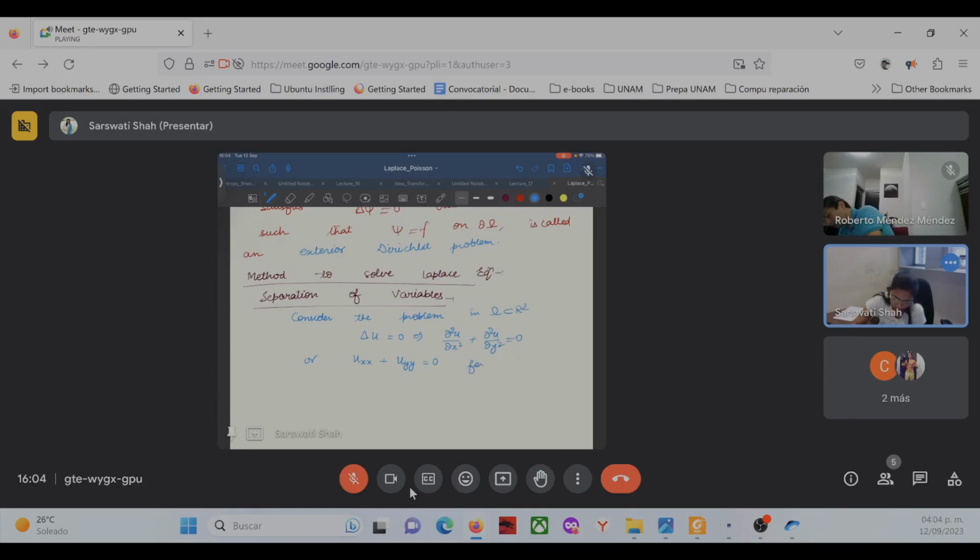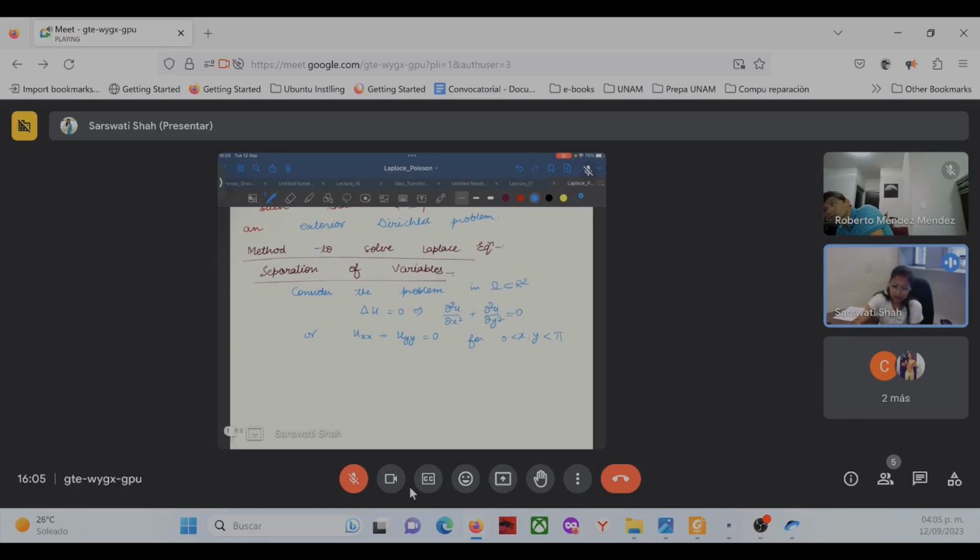For x, it is defined in a bounded domain, so that's why x is lying between 0 to pi and y is lying between 0 to pi. And since this equation is an elliptic equation, you can also draw this thing.